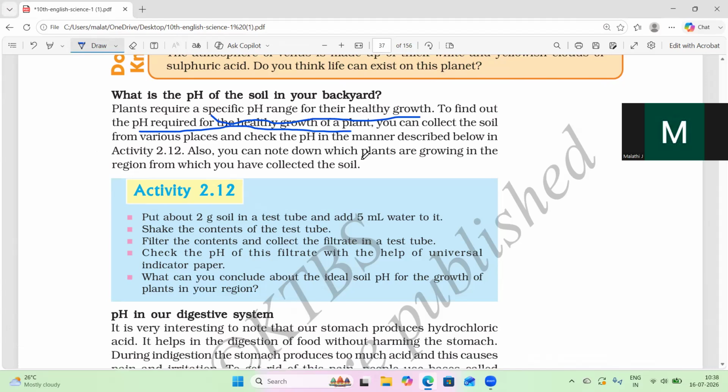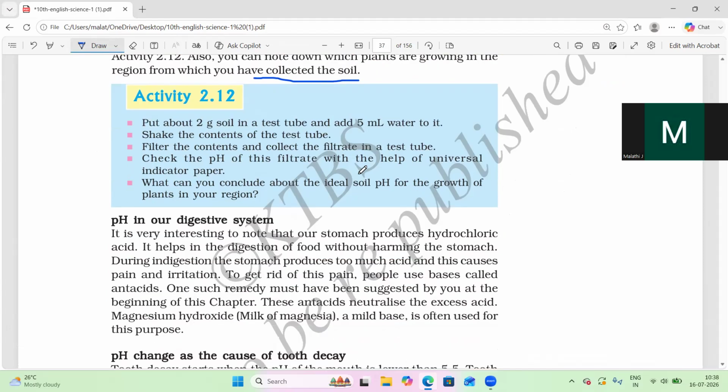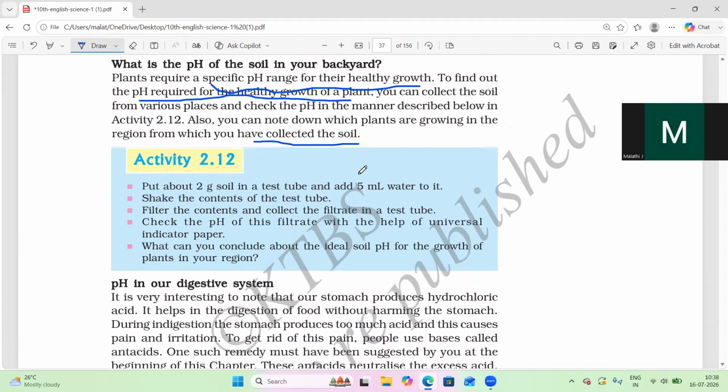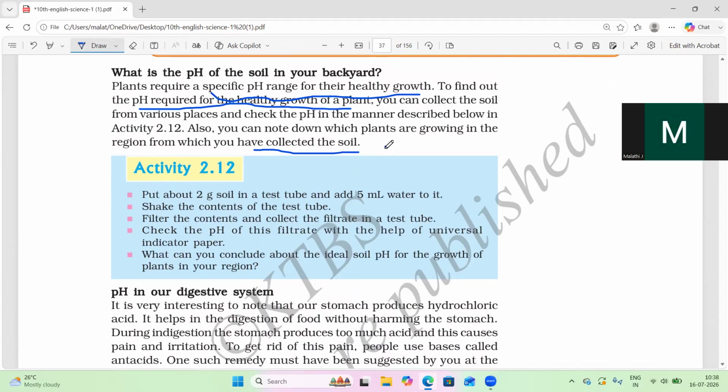So in the plant growing region, we have to collect a sample of the soil and check it. If the soil is more acidic, what we have to use for the plants is fertilizers. Why do we use fertilizers for the plants? To neutralize the acidic soil. We use fertilizers to neutralize the soil.